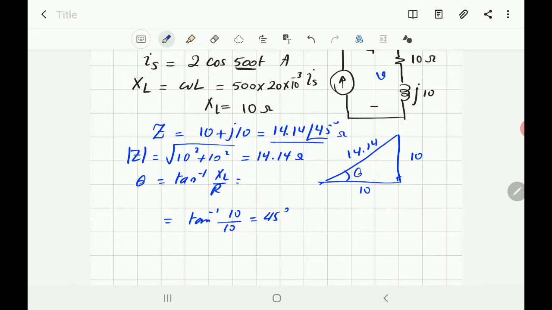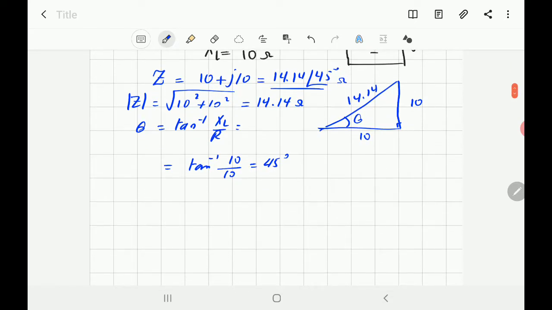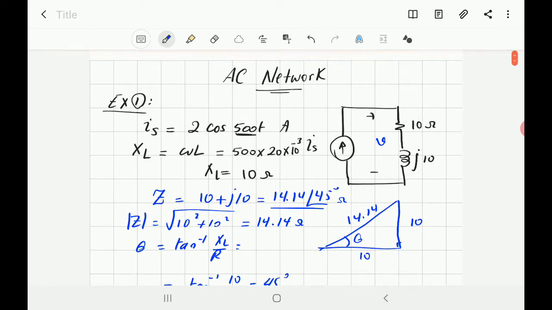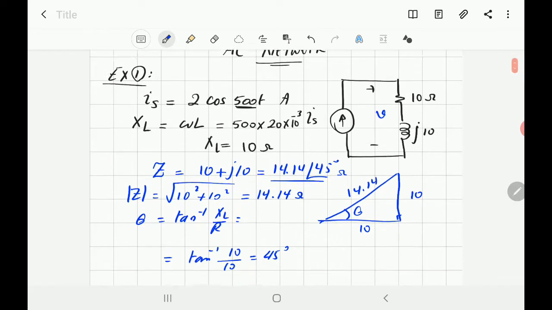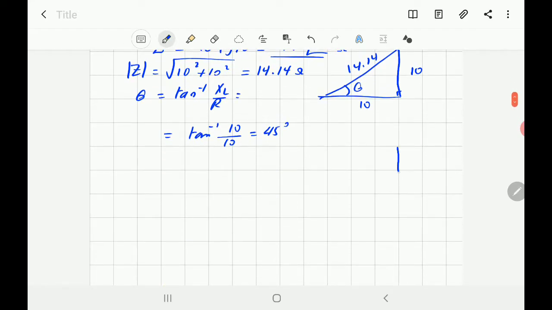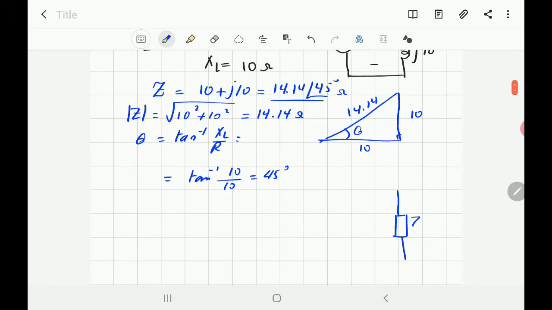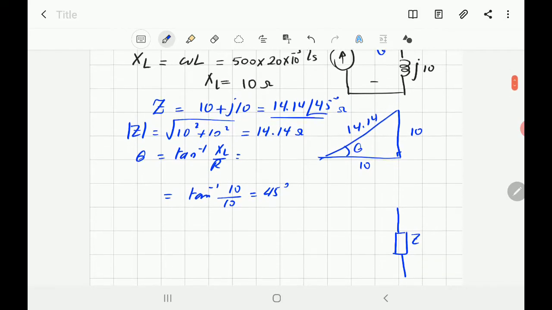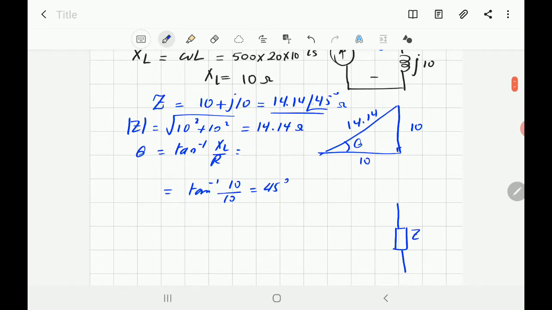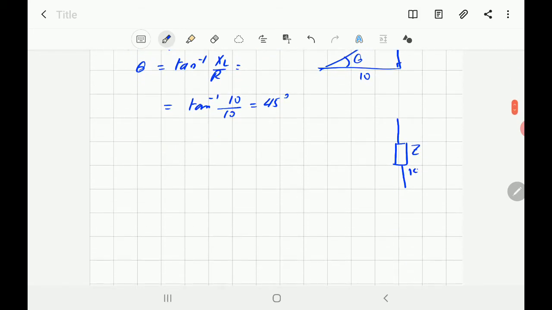You can save your time and use your calculator to convert the complex form into polar form. You can get it directly, but I just like to explain here how you can get it if you don't have it. Now we found Z. You have to remember what's required in this example. It's required to find the voltage across Z. To make it easy, I can represent the old Z here. That's the Z that we got, which is equal to 14.14 on angle 45.